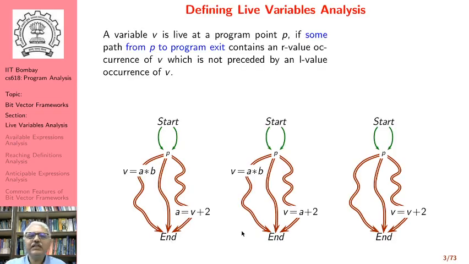Live variables analysis tries to discover variables at a program point that are live, where the definition of liveness is as follows. A variable v is live at a program point p if some path from p to program exit contains an r value occurrence of v which is not preceded by an l value occurrence of v. There are several words in this definition that we need to ponder over.